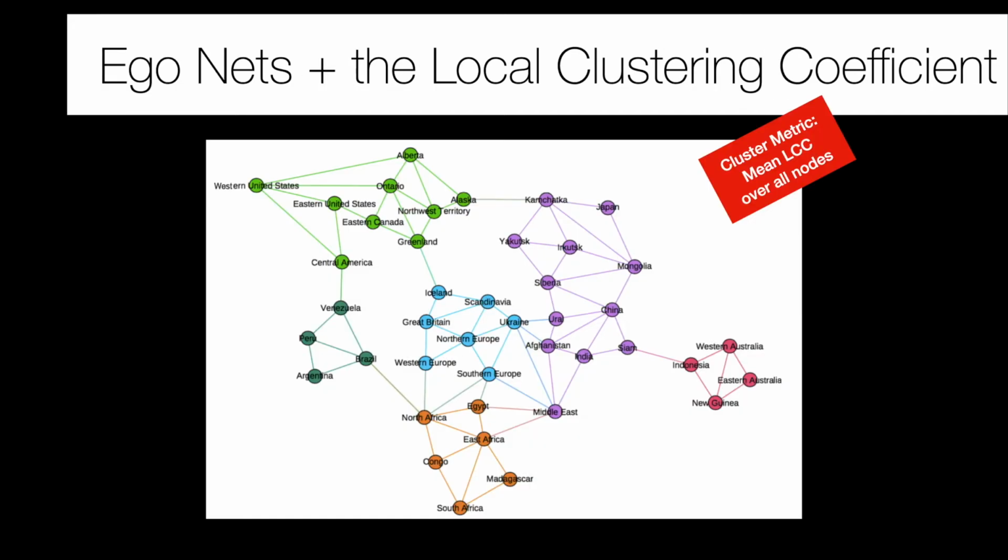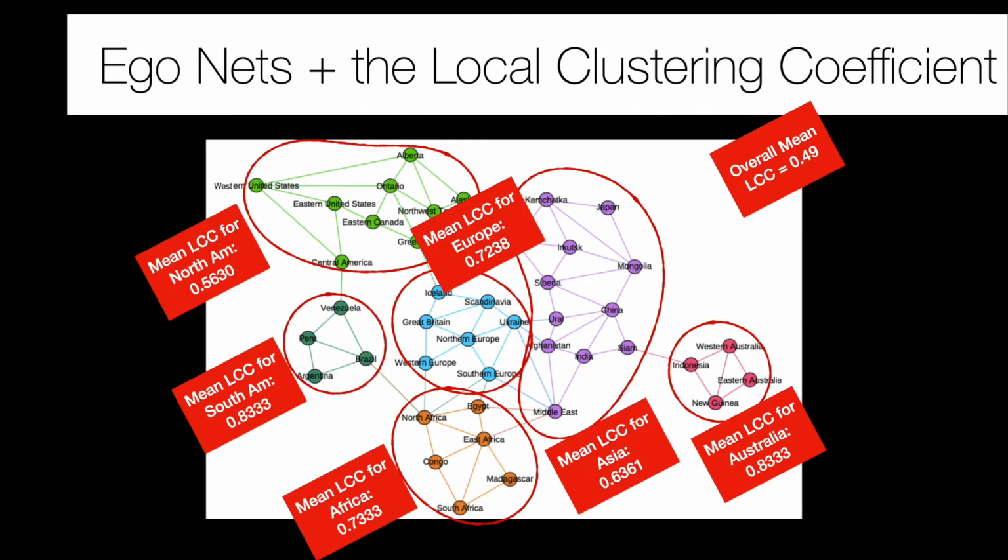So if we look back at the RISC network, then we can say this cluster metric is the mean local clustering coefficient across every node in the graph, which is about 0.49, which tells us that the graph is maybe less clustered than it could be, but overall has sort of middling clustering. For the RISC board, we can actually calculate this local clustering coefficient average for every continent, and we get some interesting insights, like South America is highly clustered, Australia is highly clustered, whereas Europe and Asia are maybe less clustered than you might anticipate, given the large number of nodes.